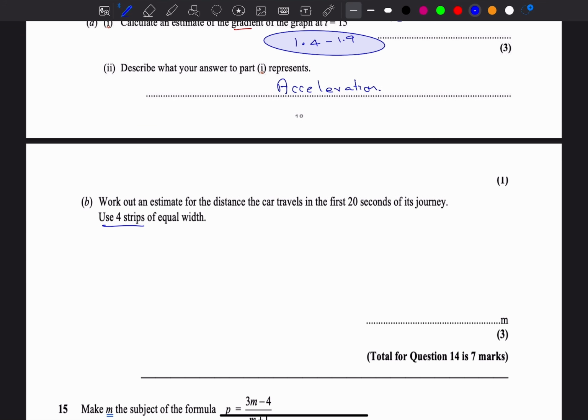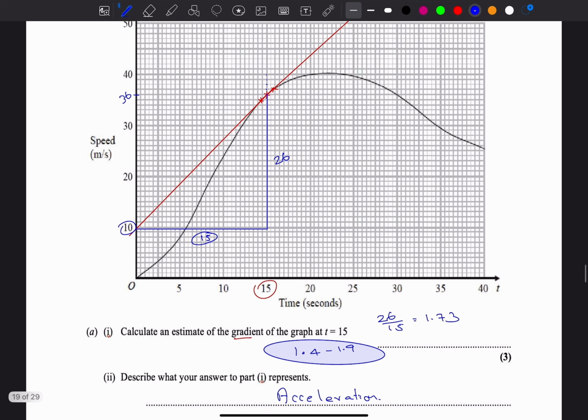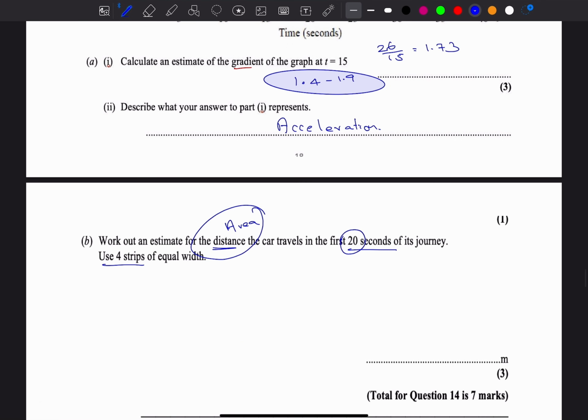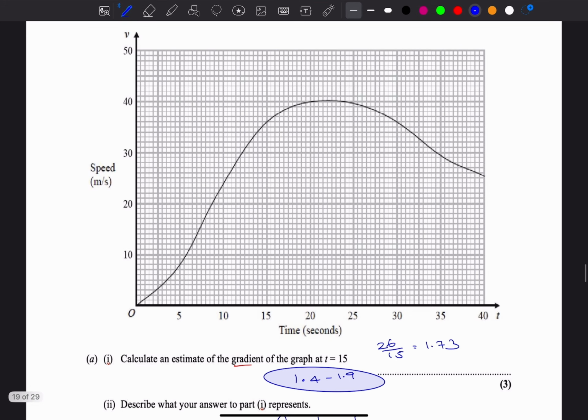Using the 4 strips for the first 20 seconds, distance. Distance means area. Distance is always area. So I'm going to get rid of it, so you can easily see it. So remember, you're doing for the first 20 seconds. So 20 divided by 4 strips, which makes 5 seconds. Every 5 seconds you draw one here, one here, there. So what number is that?